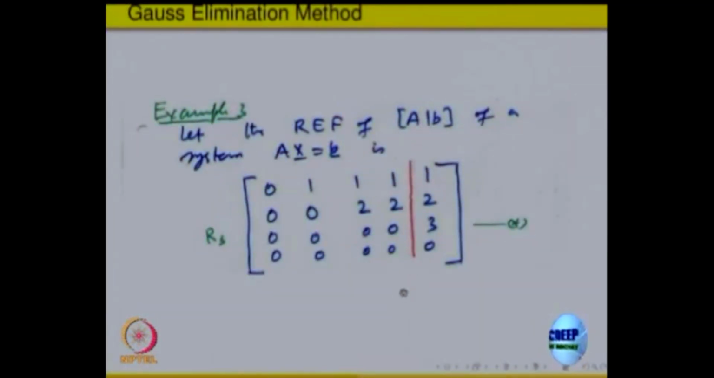So, 3 possibilities arise. One, the number of pivots R is strictly less than n, the number of variables. Then n minus R variables will get arbitrary values and the remaining R will be determined in terms of these n minus R. Second, each column gets a pivot, n is equal to R, then a unique solution. And third, there is a row 0 equal to non-zero. In that case, no solution, inconsistency.